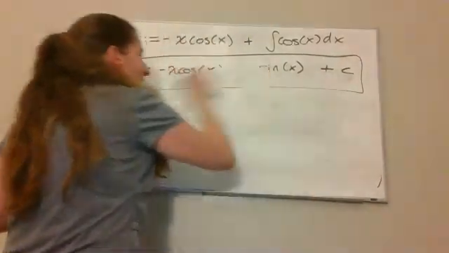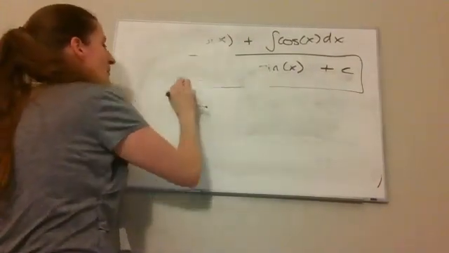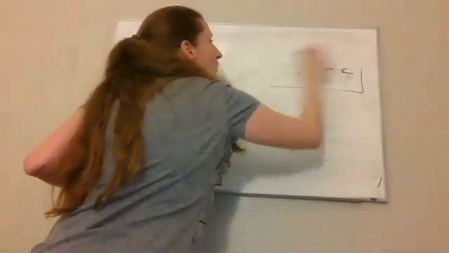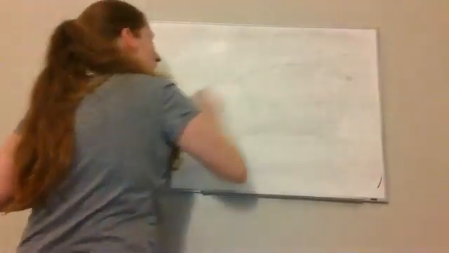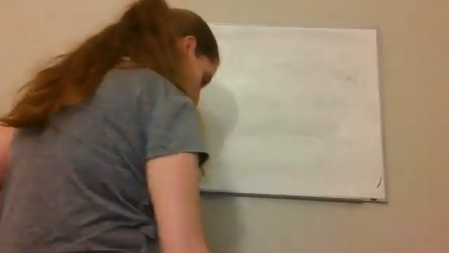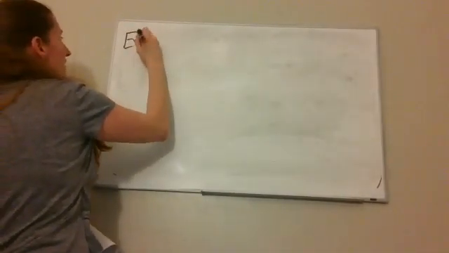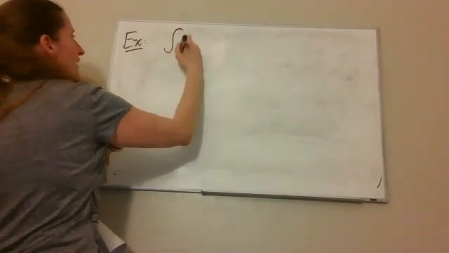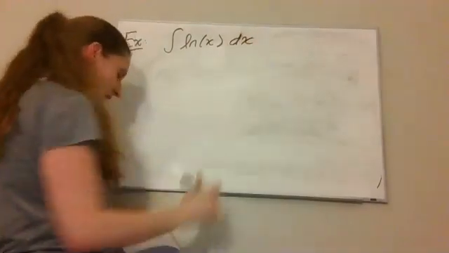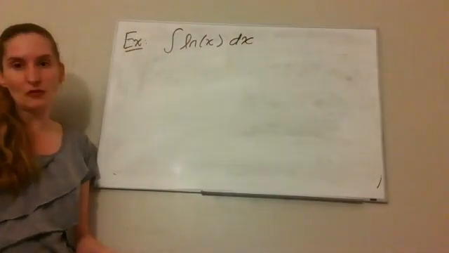Now, my next example isn't even going to look like it should be integration by parts when you first look at it, because one clue that you want integration by parts is when it looks like a product. But this particular problem I'm about to put up doesn't look like a product. The integral of the natural log of x dx. This isn't a product, it's just finding the antiderivative of a natural log.